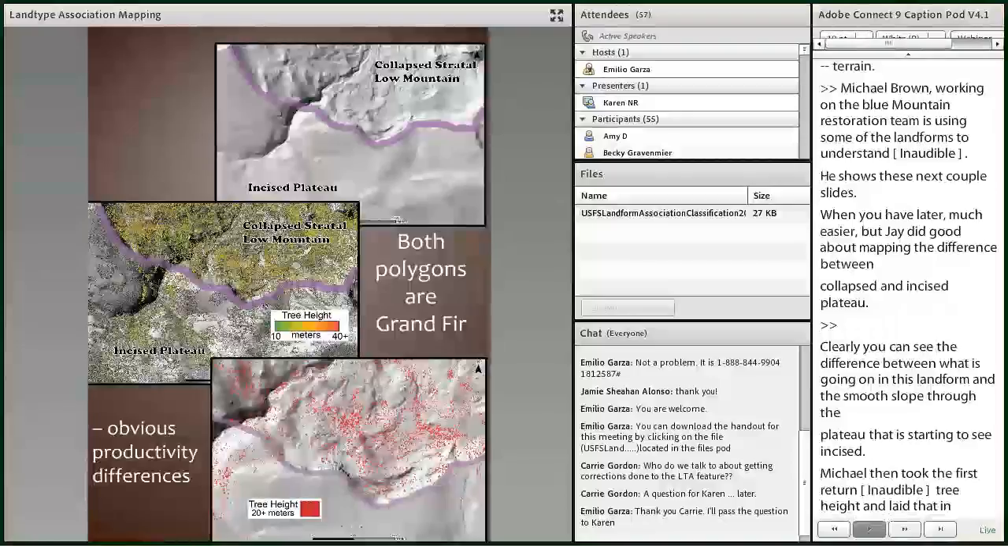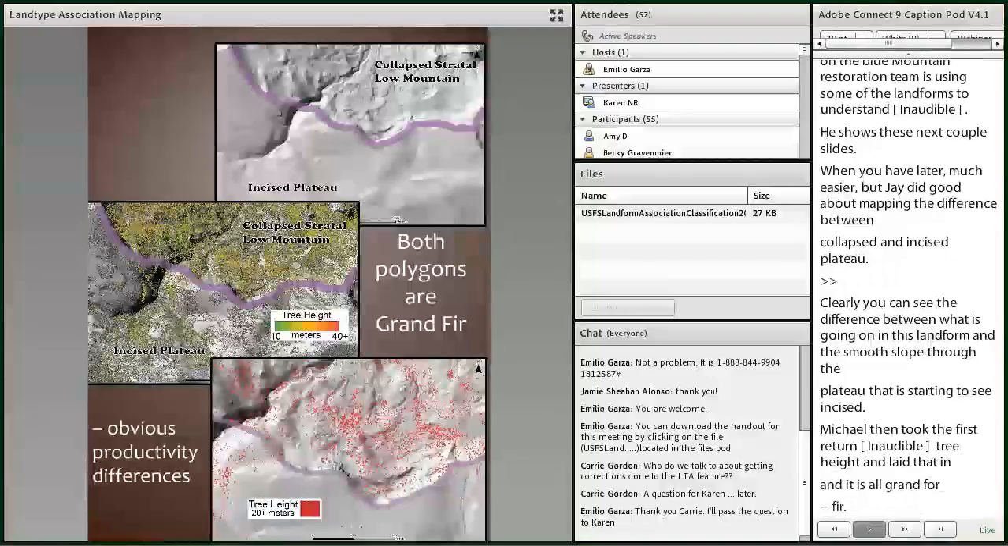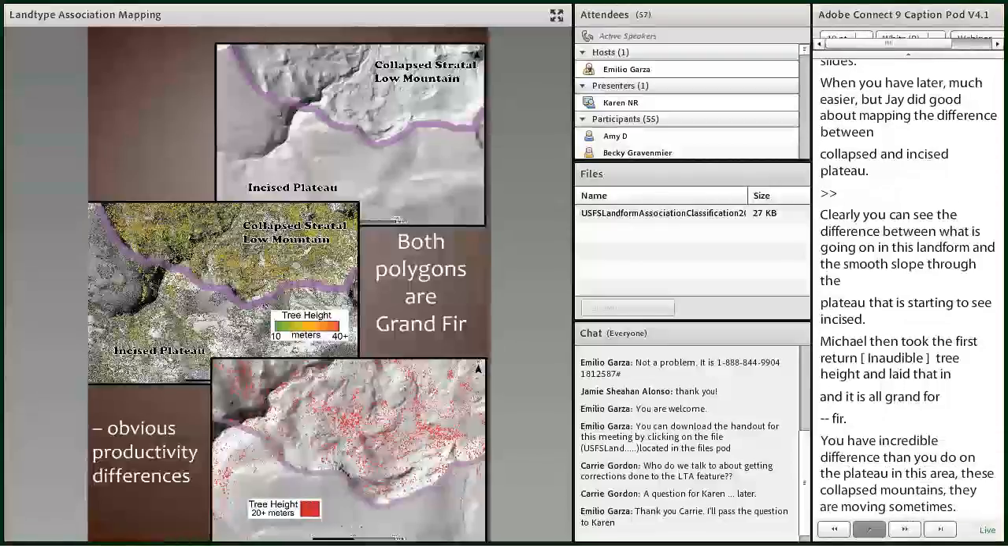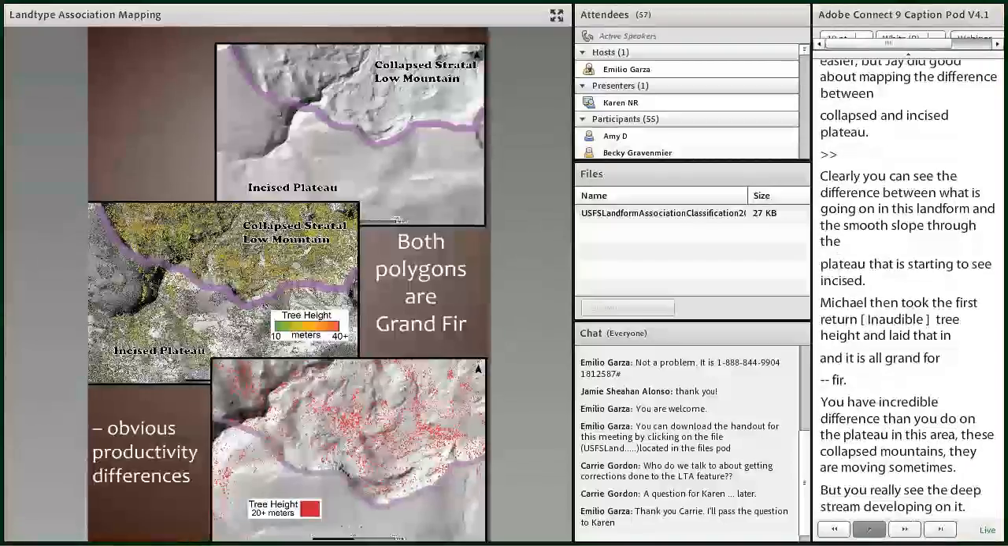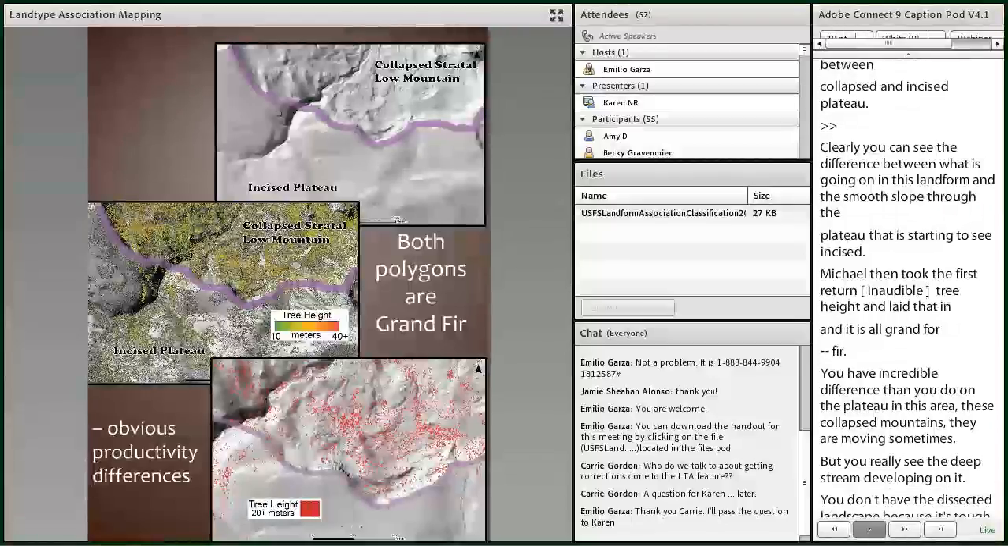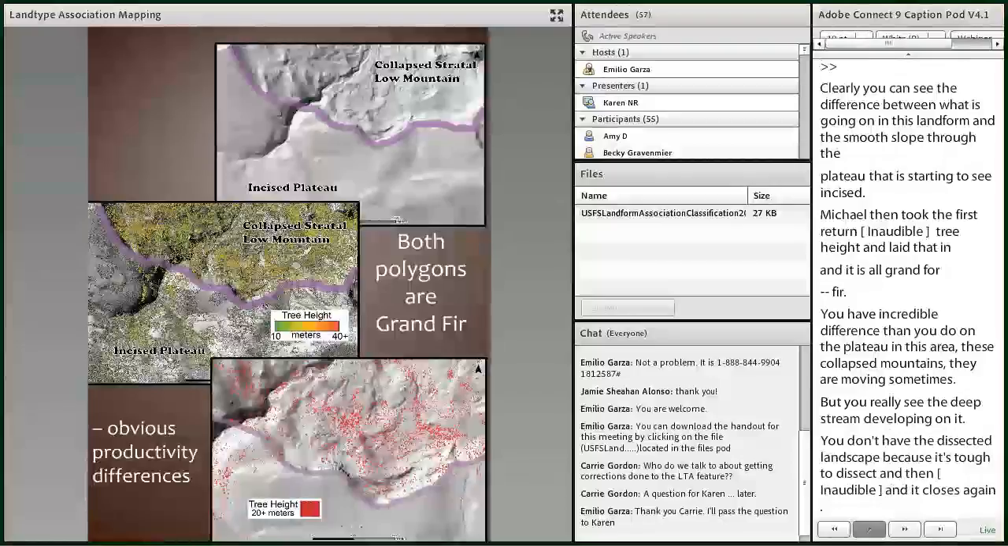This area, these collapsed mountains, these barricaded mountains, they're moving sometimes. Sometimes they're dormant, sometimes they're moving. But you rarely see very deep streams developing on it. You don't have that dissected landscape because it starts to dissect and then it undercuts the unstable slope and then it closes again. So you have very tortuous drainages. So it's blocking the underground movement of water and backing it up. You have seeps and springs. You have what I call sub-irrigated vegetation.